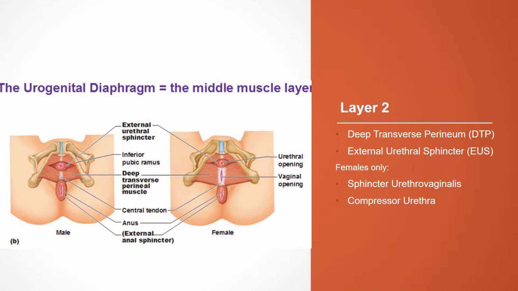Layer 2 is also called the deep perineal pouch or the fascial sandwich because this layer is surrounded by a layer of fascia on both sides, and this creates more stability of the pelvic floor along with the urinary system. This also pretty much has the same role in providing support as well as opening and closing the holes for the urethra and the vagina in females. The only difference between the males and females is that females have 2 extra muscles that the males don't have, which also just open and close the urethra and vagina.